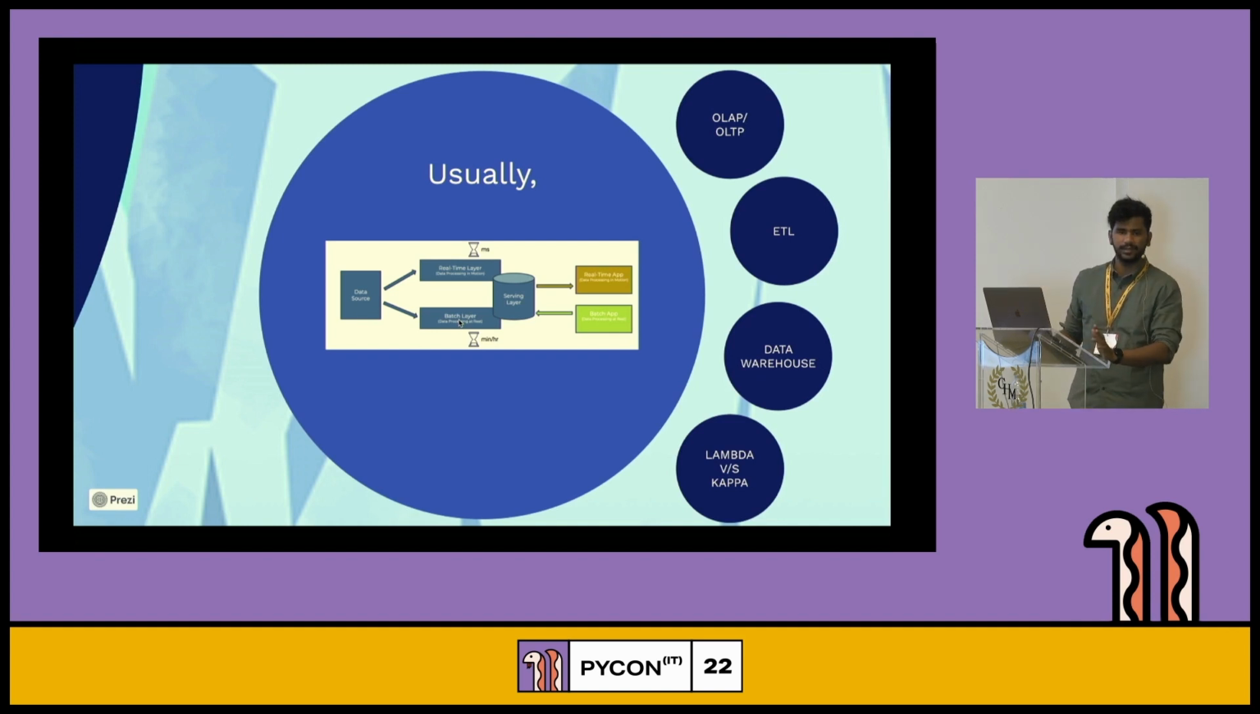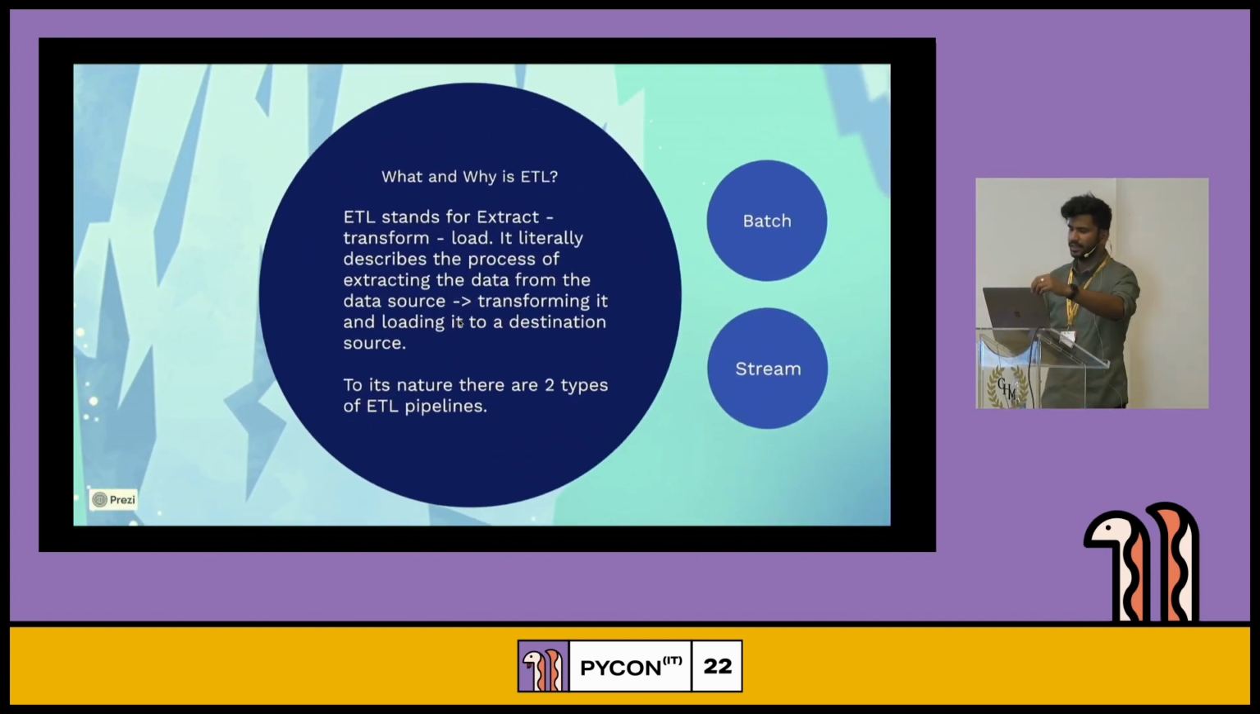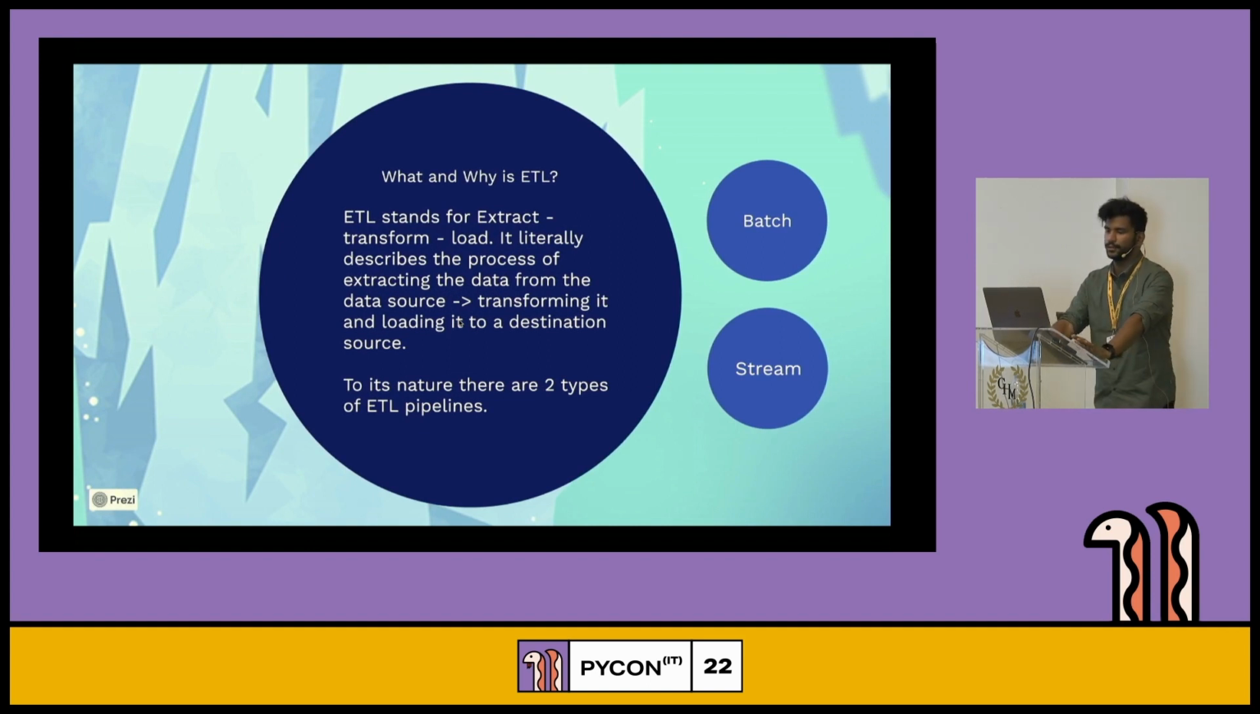Again, I went through Lambda versus Kappa, so this is fairly clear. If you are using real-time plus batch systems, you are in a Lambda situation, and if you are using only stream analytics, you are in a Kappa situation. Okay, something interesting, we would be getting into demos now. So what and why is ETL? ETL basically stands for extract, transform, and load. It literally describes the process. I don't need to get deep into it. It's basically extracting your data from a source, transforming it, and loading it into your destination.